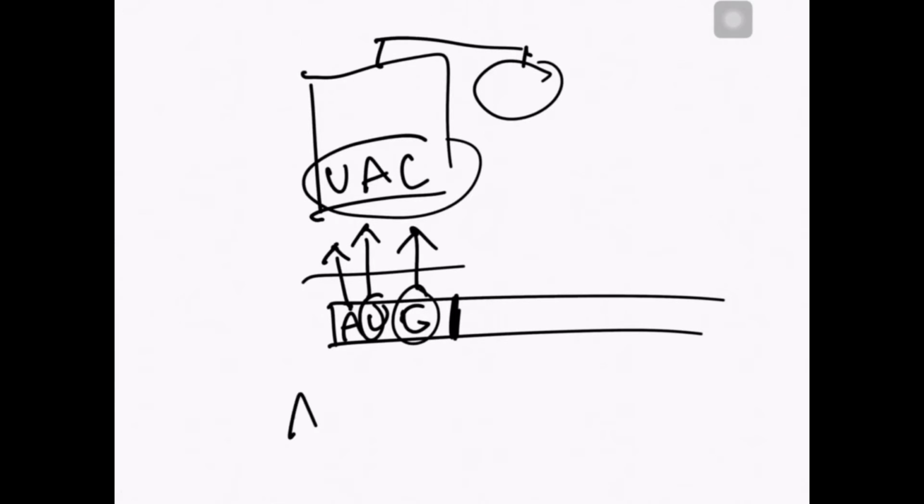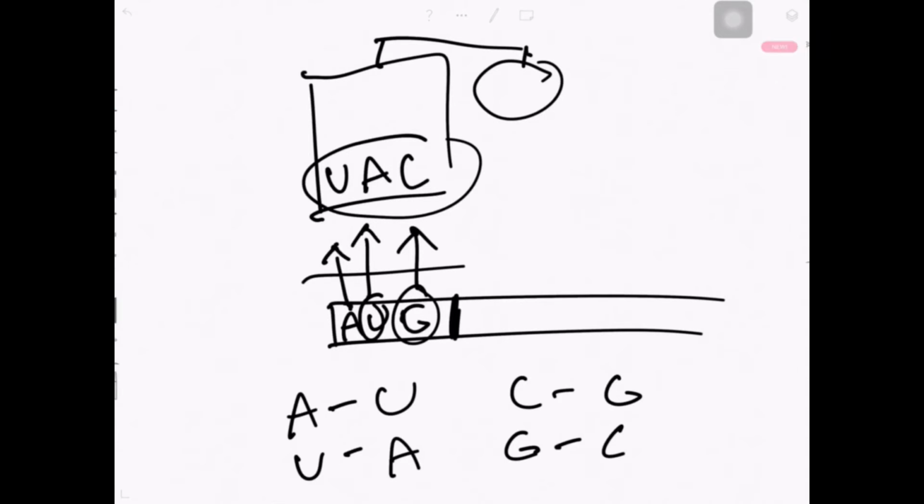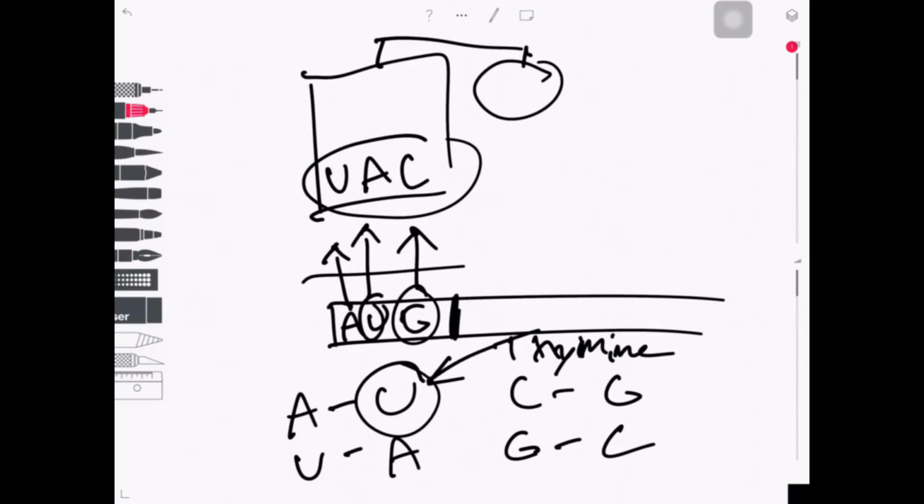And remember, guys, A always matches up with U, U matches up with A, C matches up with G, and G matches up with C. Since we're dealing with RNA here, this is supposed to be a thymine for DNA, but now it's been replaced with a uracil.